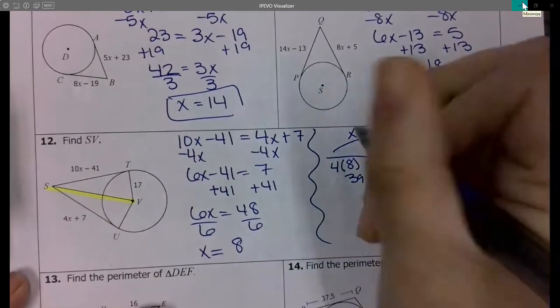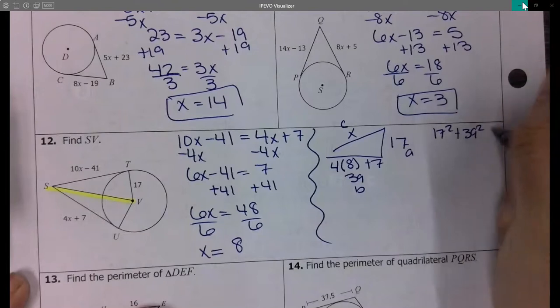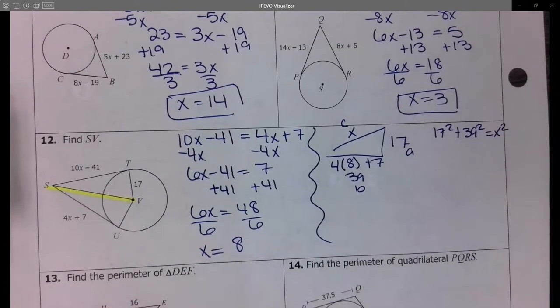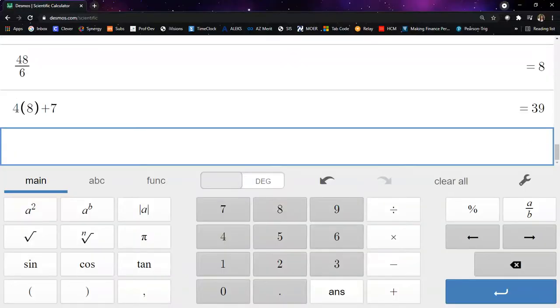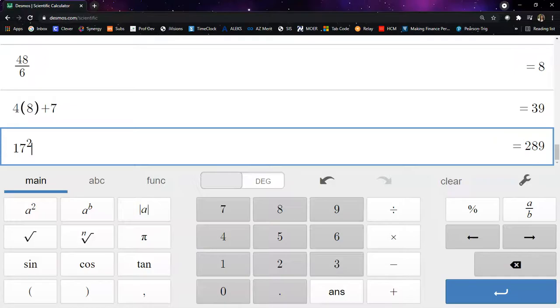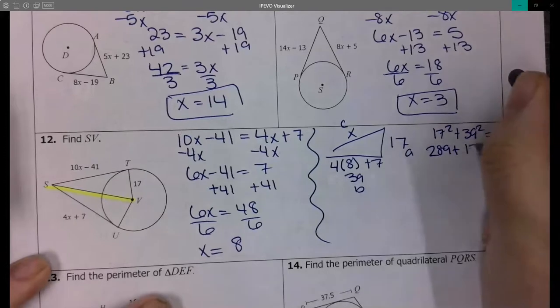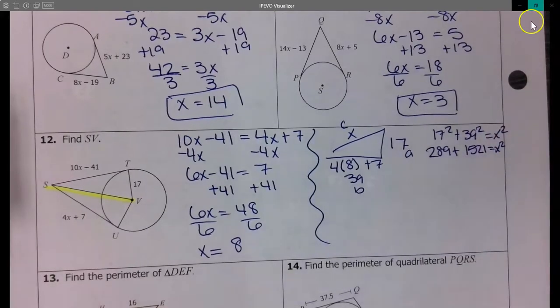Then I want to use the Pythagorean theorem. This is going to be C, and then A and B don't matter. So I'm going to have 17 squared plus 39 squared equals x squared. So I want to figure out what 17 squared is. Just 289. Then I've got to figure out 39 squared, which is 1521. Still equals x squared.